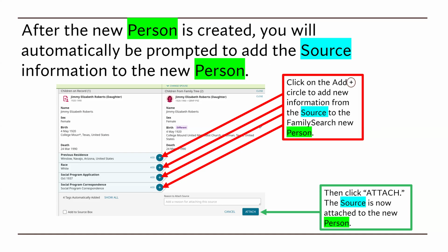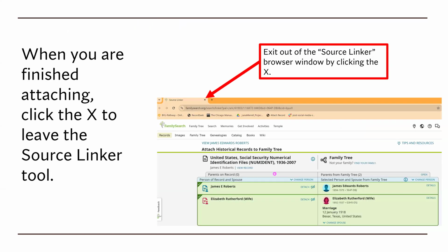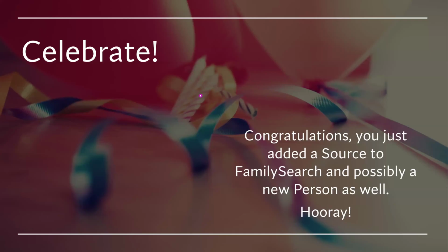So it's similar to what we did before. We're attaching the record as well. So we added a person on Family Search, and then we will attach the source on Family Search. And remember, we have to click the attach or it doesn't go on. It won't be attached. None of the information will be attached. And then when you're finished attaching, you click the X to leave the source linker up here again, and it exits the browser window.